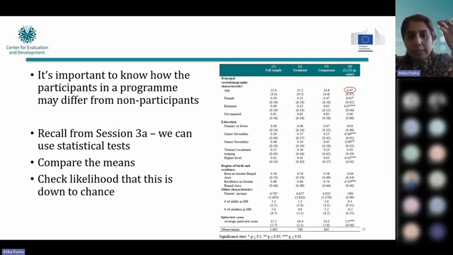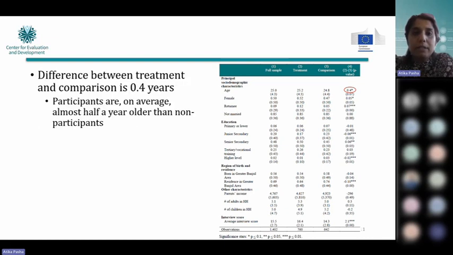The first cell here that I've marked in red now is the basic difference between the two means. For example, in terms of age, you can see here that on average the difference is about 0.5 years, which is half a year. And what we see is that on average, our treated or our program participants are about half a year older than non-participants. So we are indeed looking at a difference between our program participants and our non-program participants.